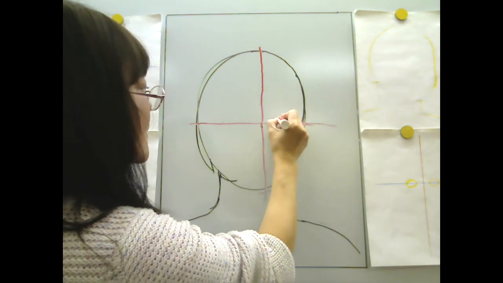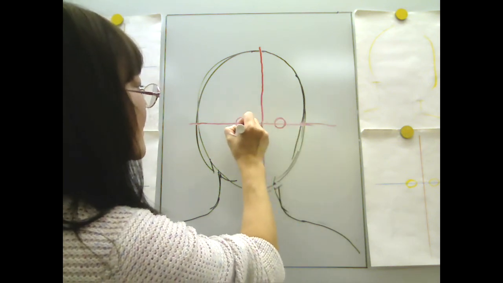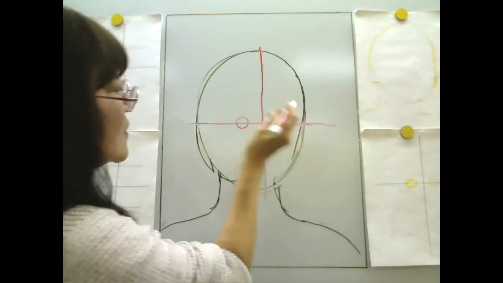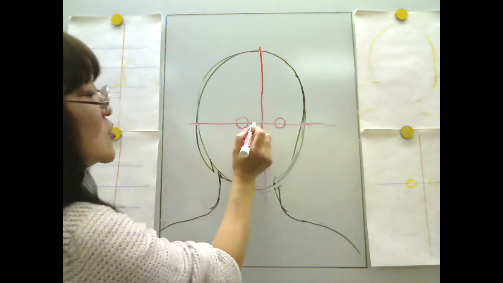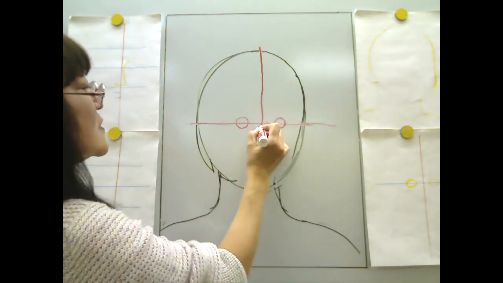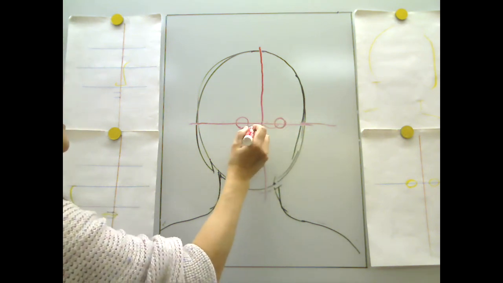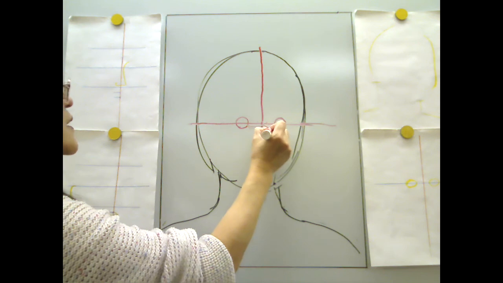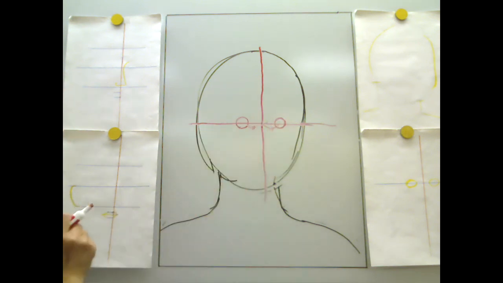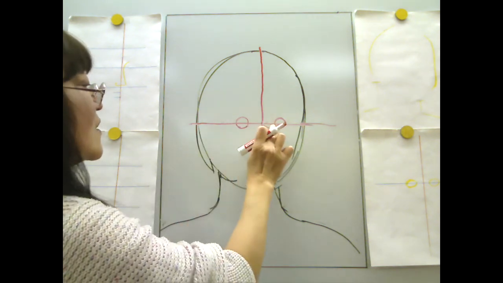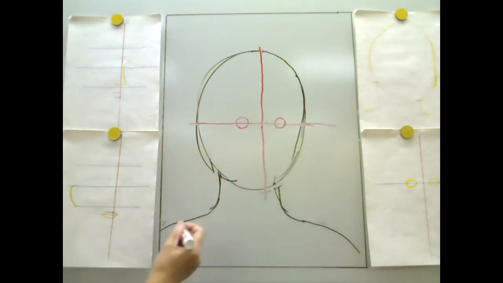So if you're human, your eyes should locate here and there. And then this needs to be symmetrical. That means the distance from the center line to the left and to the right needs to be equal. All right. Okay, so that was the end of step 2.